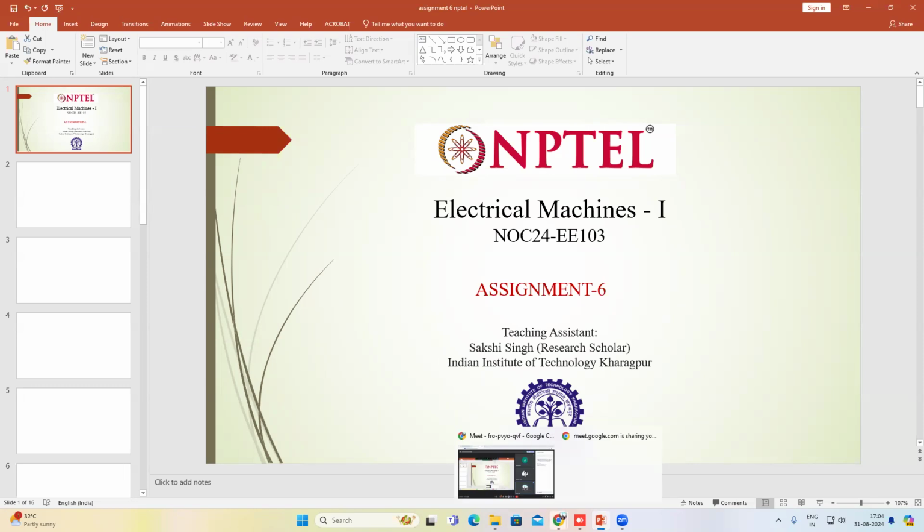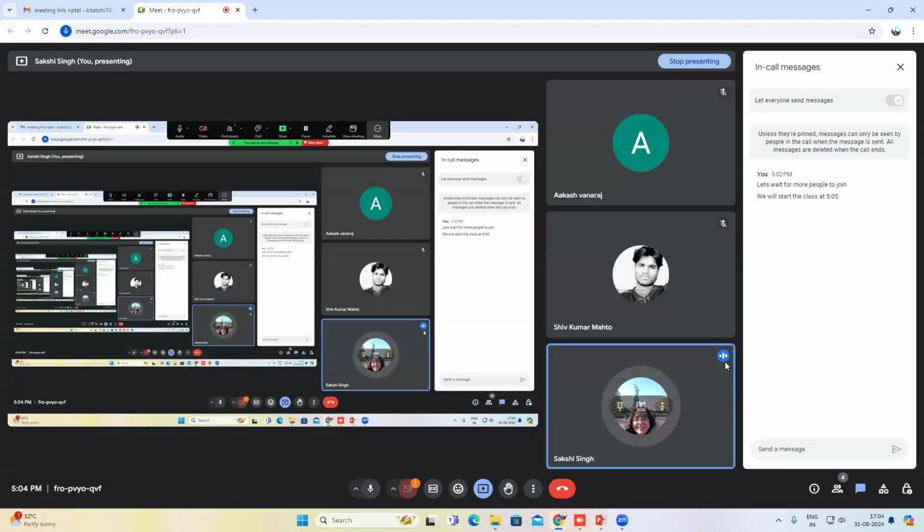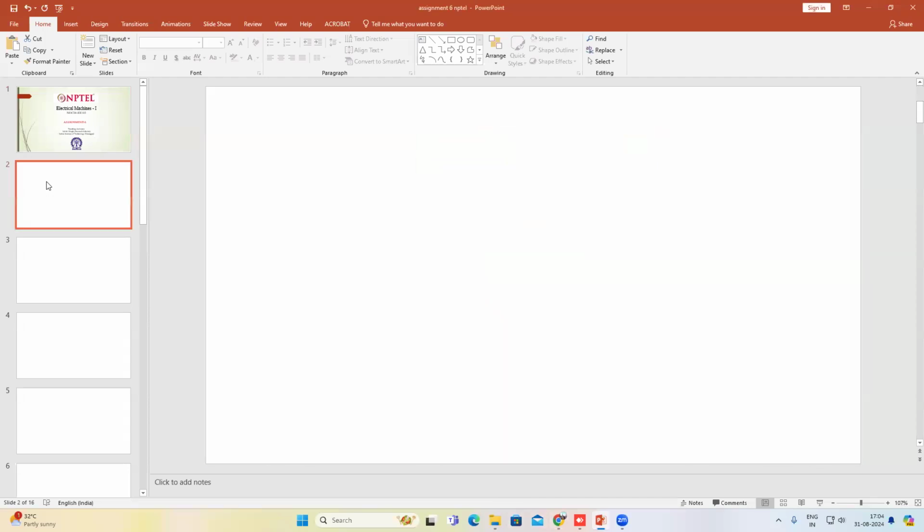So this week we will be discussing the Scott connection. So I am audible, okay. So in this class we have the Scott connection and the open delta connection. These connections I was unable to discuss in the last class, right? I wrote that I'll discuss them, but I'll discuss them in today's class. So today we'll be discussing the Scott connection.